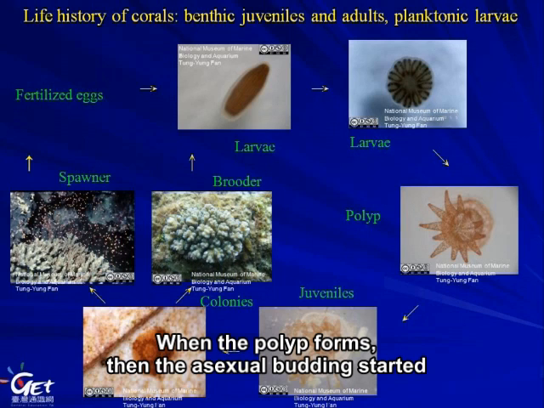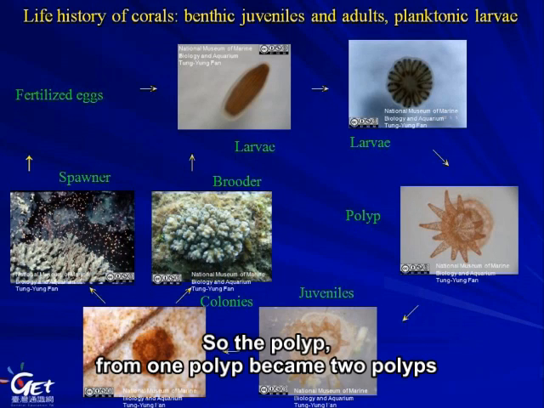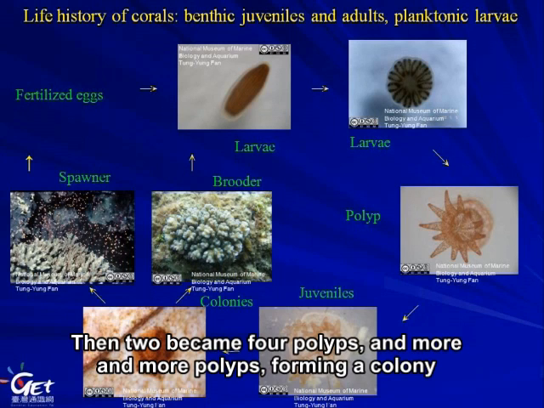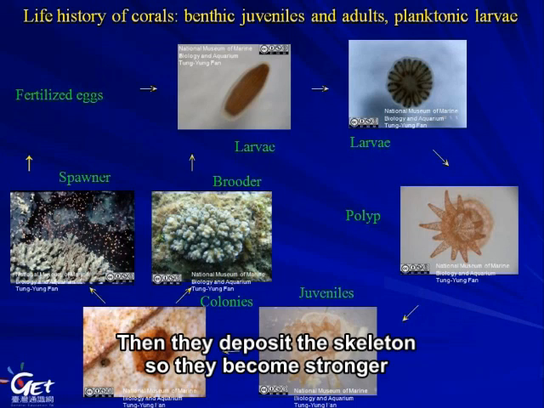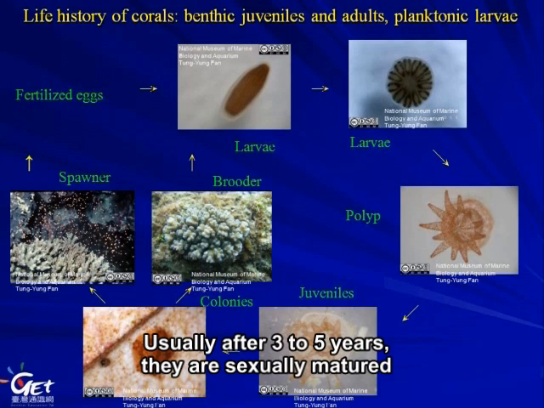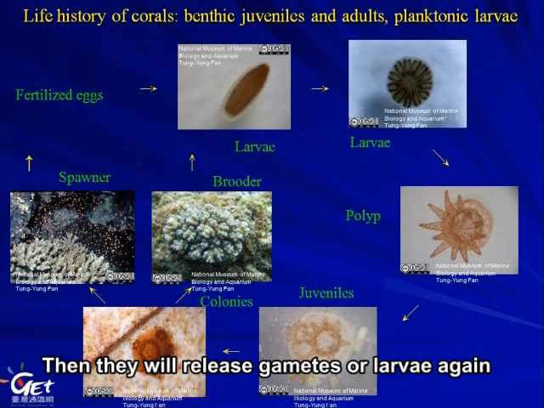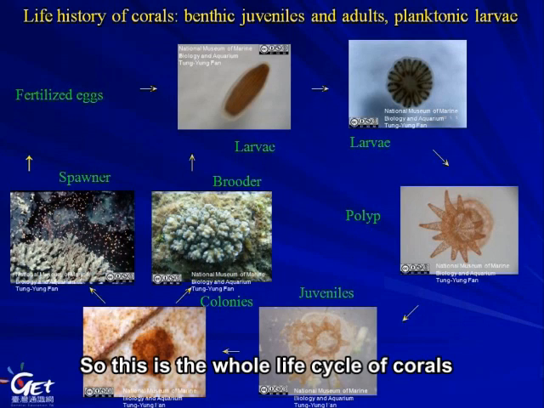When the polyp forms, asexual budding starts. One polyp becomes two polyps, then two become four polyps, and more polyps form a colony. Then they deposit the skeleton, so they become stronger. Usually, after 3 to 5 years, they are sexually mature. Then they will release gametes or larvae again. So this is the whole life cycle of corals.